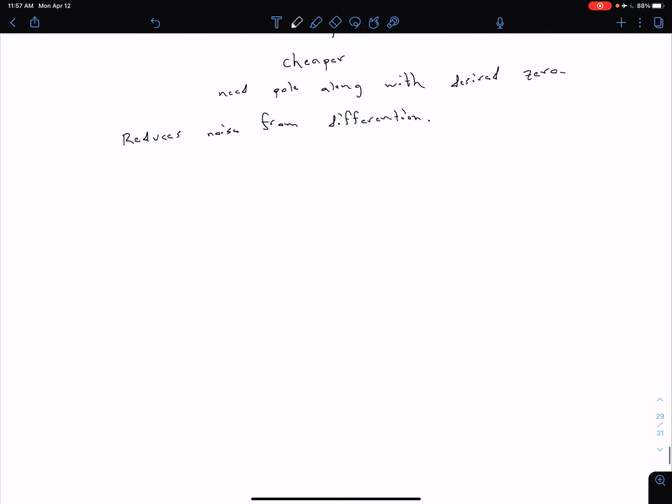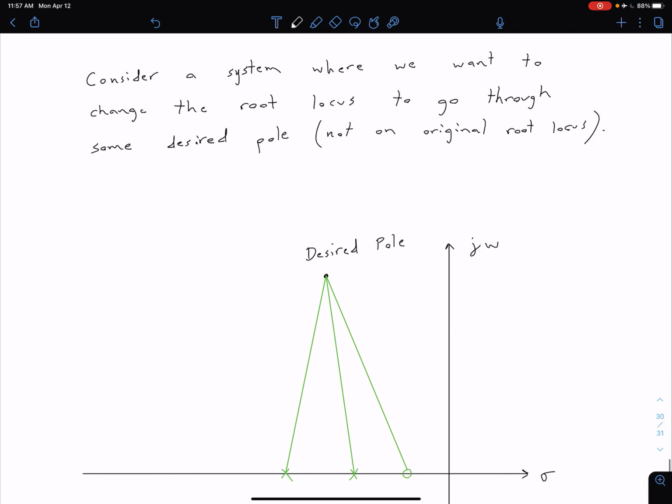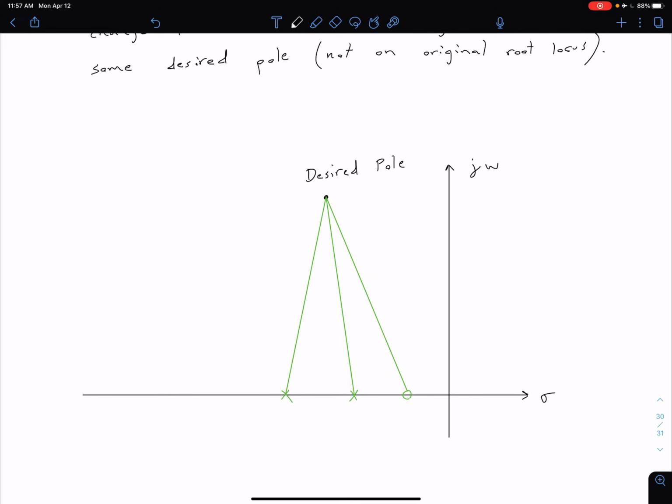Okay, so let's just consider some general system where we want to change the root locus to go through some desired pole, and of course that desired pole isn't on the original root locus, so we can't just adjust our gain and get to that point. So I've drawn sort of generally here our desired pole, and let's say these green lines represent our magnitude and angular contributions from these open loop poles and this open loop zero. So what I'm saying above is that we need to introduce not only a zero, but also a pole to help perform this lead compensation.